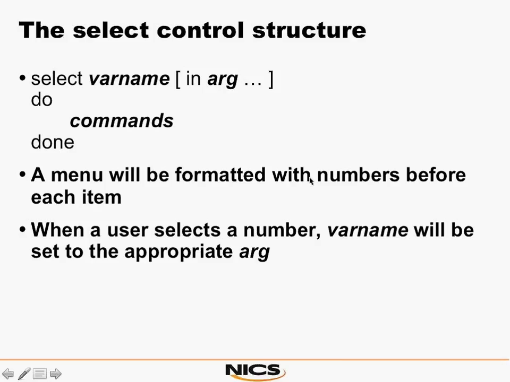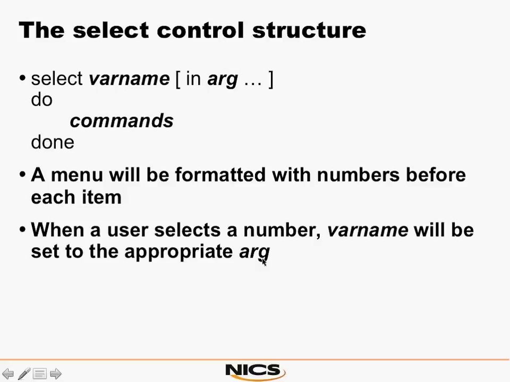I think the final thing I want to cover is the select control structure. Basically, you can create a nice menu formatted with numbers before each item. You give select a variable that you want to assign a value to, and give it some arguments. Then, based on what the user inputs, it's going to do something. The user's selection number, whatever variable we select, will be set to the appropriate argument.